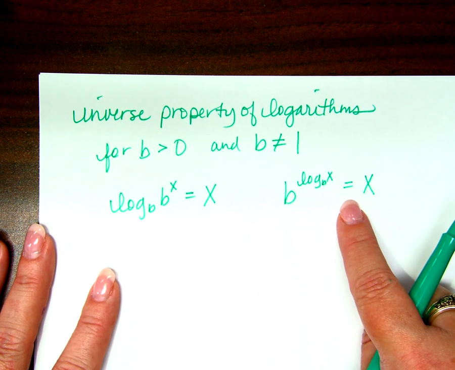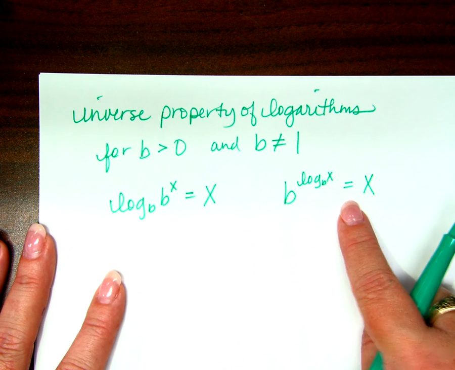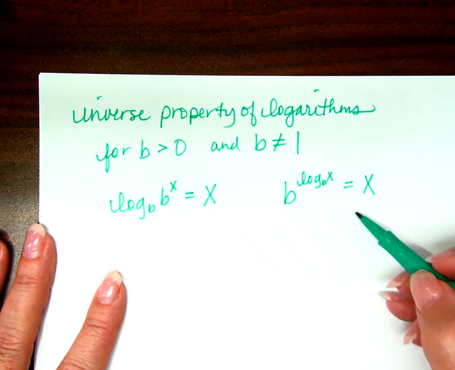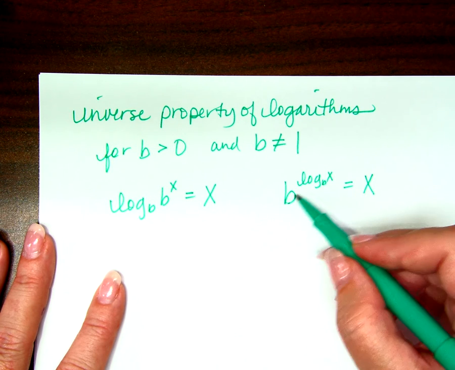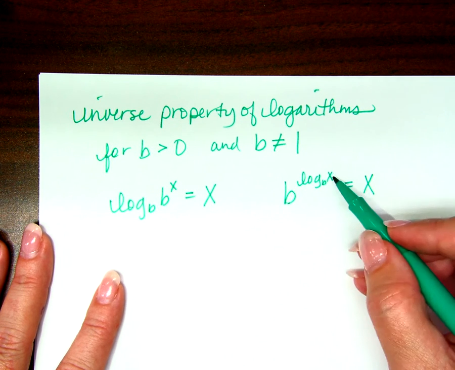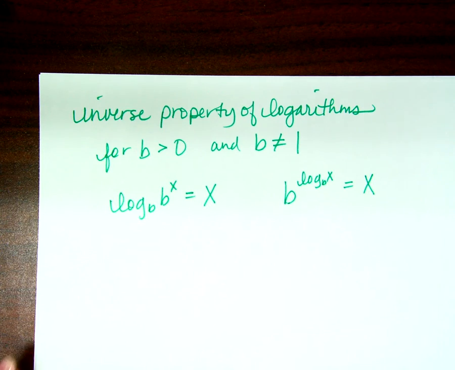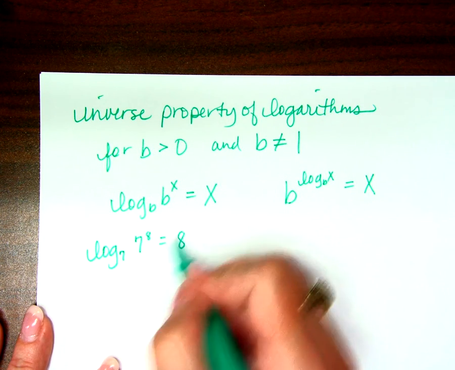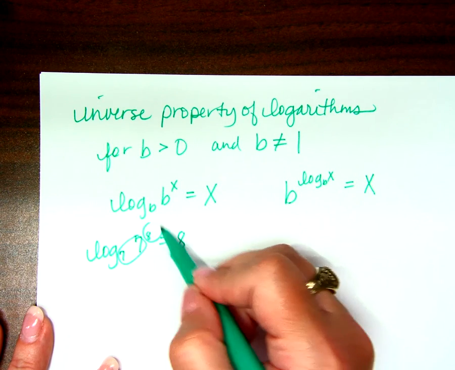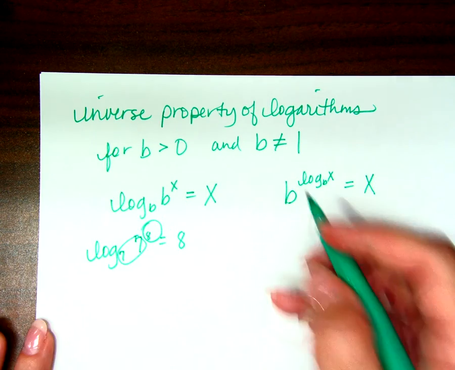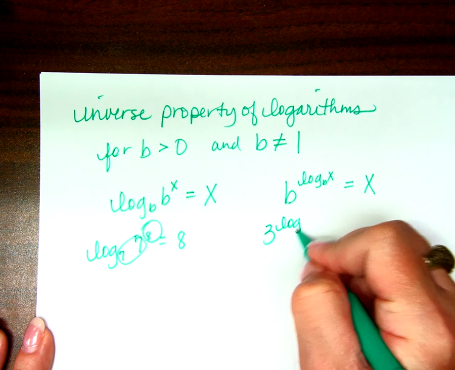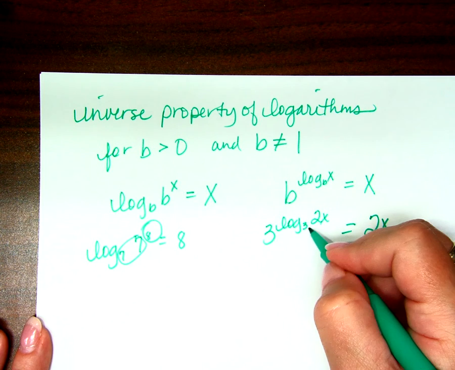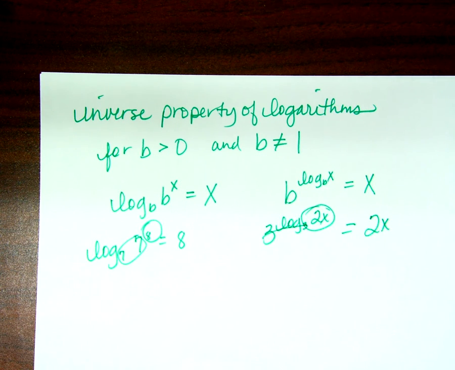Why is this one true? Remember when we talked about this last year, we said whenever the bases are the same, the answer is the exponent. Doesn't that go true here? Aren't these bases the same? So the answer is just what's left here in the exponent, which is just x. Okay? So if I say log base 7 of 7 to the 8th power, I know that's 8, because when these bases are the same, that's my answer. Or when I say 3 to the log base 3 of 2x, I know my answer is 2x, because when my bases are the same, my answer is just what's left. Got it?